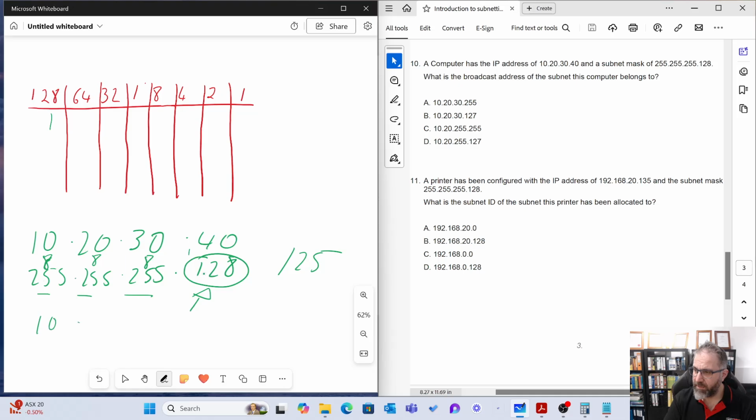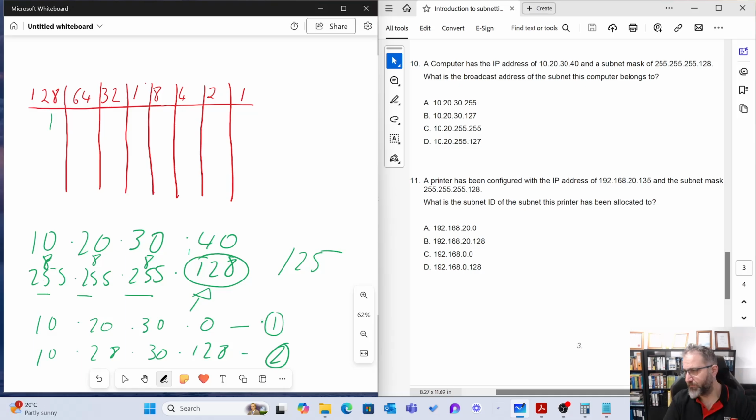So 10.20.30.0 is subnet 1, and 10.20.30.128 is subnet 2. Okay, so 2 subnets. And that one works out to be, you know what it's asking us? It's asking us what's the broadcast address.